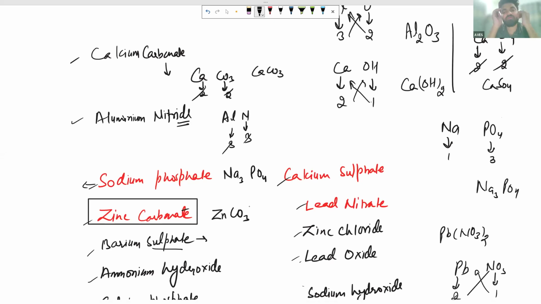What is the formula of barium sulfate? Sir, Ba. Barium has two. BaSO4. They both have two valency, so they will cancel each other out and you will get BaSO4.